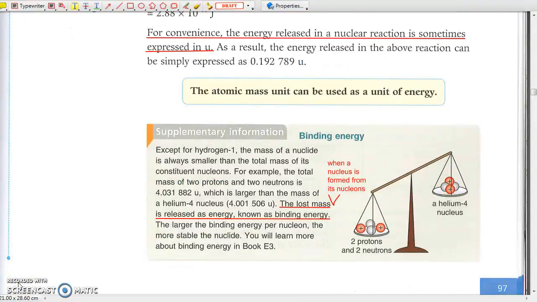You may notice that a larger loss in mass means the product is more stable. The energy released when a nucleus is formed from its nucleons is called binding energy. For details, read the supplementary information below.